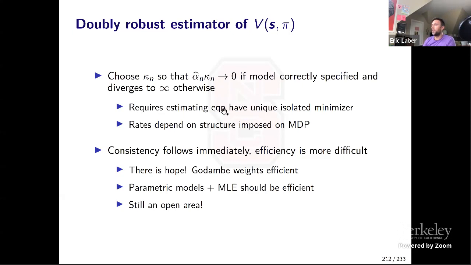We do require the estimating equation to have a unique isolated minimizer. The rates you want to choose depend on the structure that you have. Consistency follows immediately, but efficiency is much more difficult. There's hope. We use these doubly robust weights, so we should hope to have an efficient estimating equation. Also, if you're looking at parametric models estimated by MLE, those should also be efficient, but we don't know for sure. So this is an open area, and I think there's certainly room for improvement.